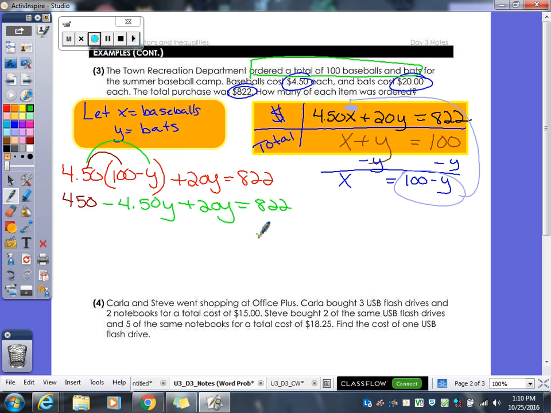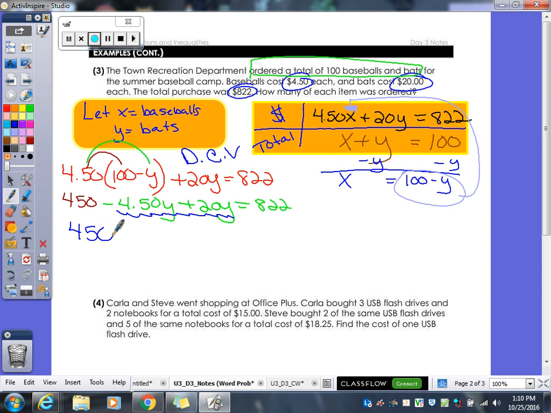Now, you remember our DCV that we did? Distribute, combine, get the variable. What am I combining in that equation? What is alike that I can combine? The Y's. So I'm just going to put this little squiggly line under those Y's. I'm combining them. So this is where you're going to need your calculator.